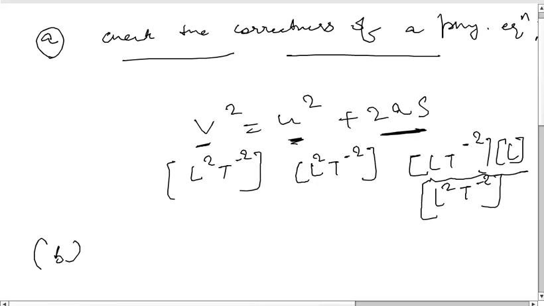Now next, what is the second application? The second application is that we can derive relations between different physical quantities.